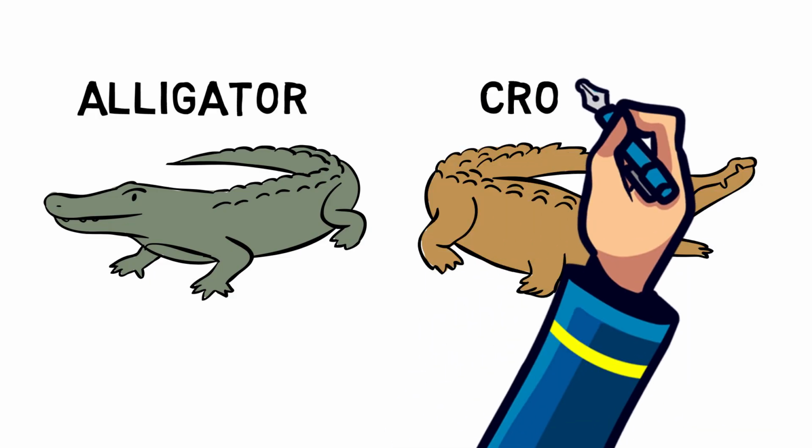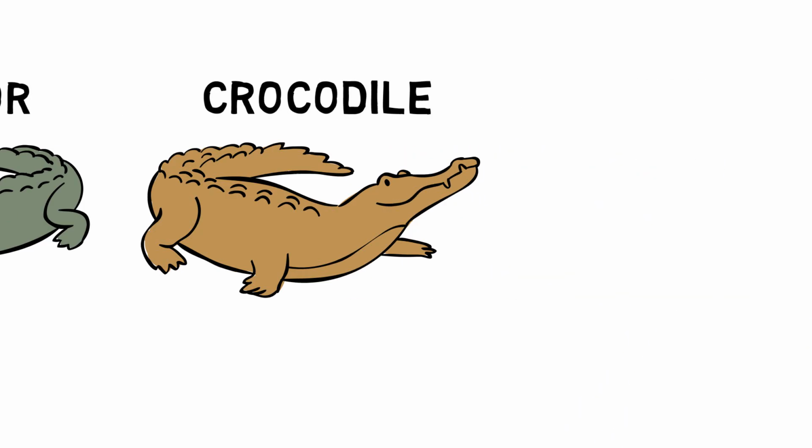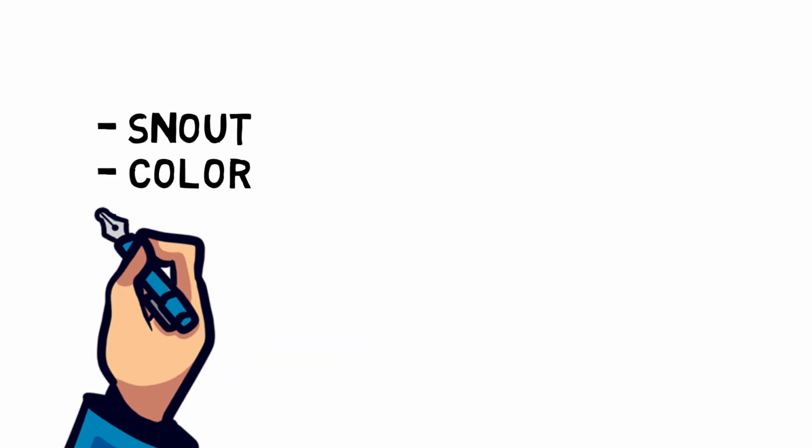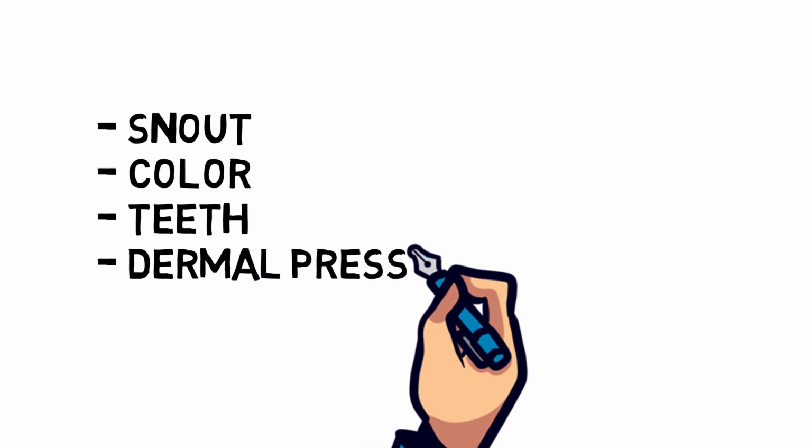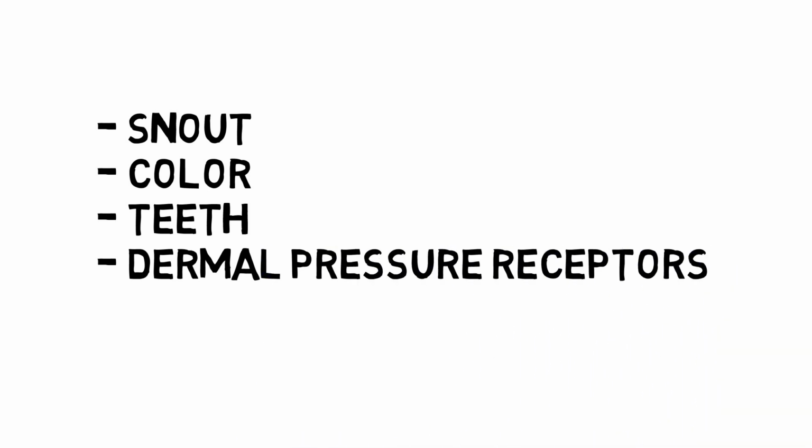When looking at the two, there are about four key external features you can see that will help you tell them apart. Snout, colour, teeth, and dermal pressure receptors, or DPR for short.